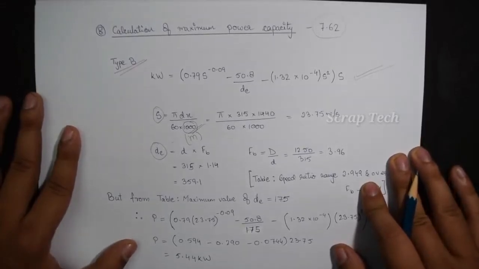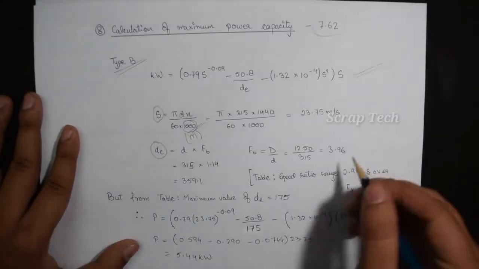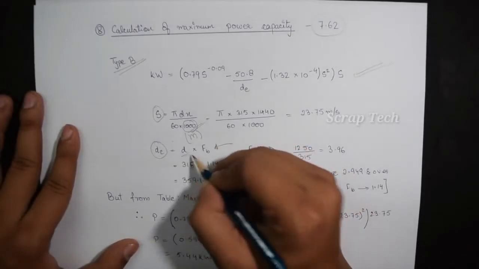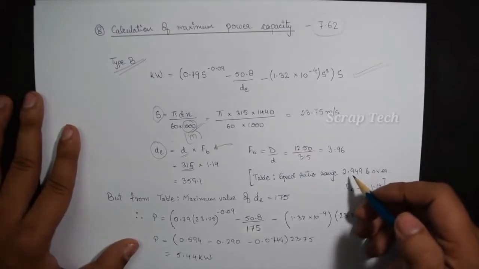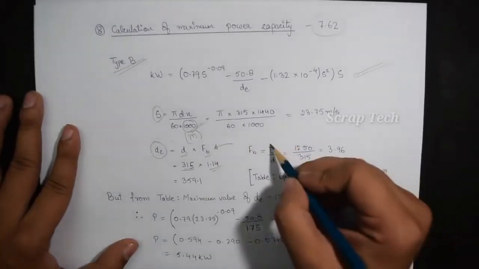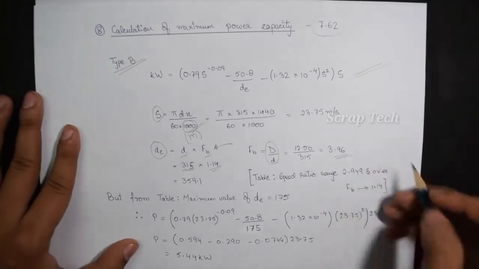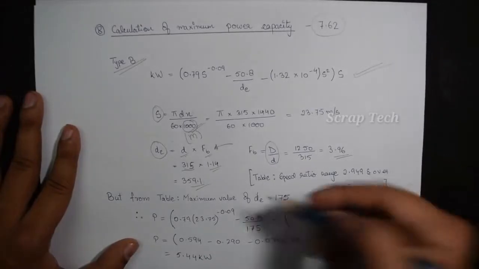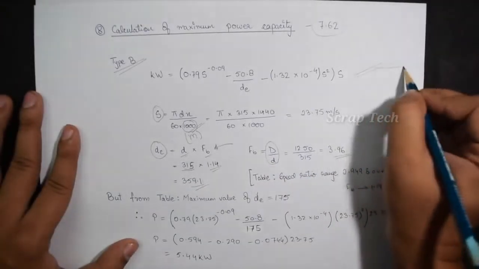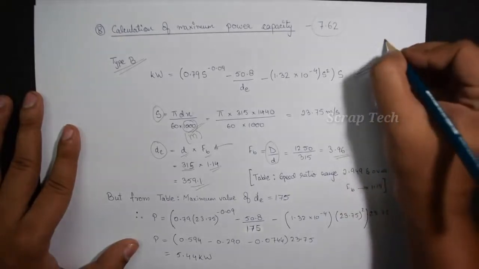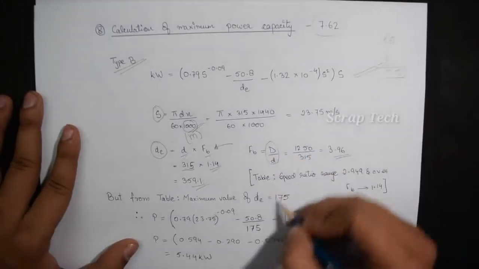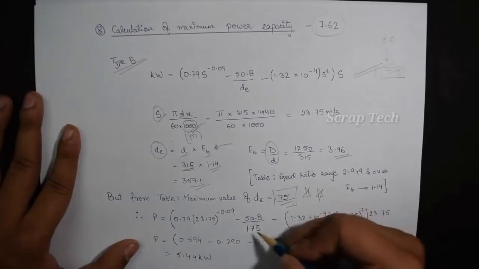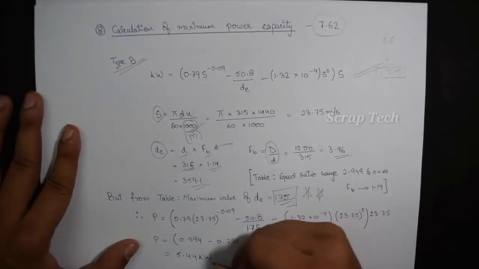Calculation for DE as given on page 7.62 only is dP into FB. So dP is the smaller diameter, which is 315 mm, and FB can be calculated as capital D by small d, which comes out to be 3.96. Multiplying these two, we get the answer as 359.1. But right next to the formula, we have the maximum value of DE to be used in the formula as 175. So, ignoring 359.1, we'll be choosing DE as 175. Putting both the values of S and DE into the formula, we get power as 5.44 kilowatt.